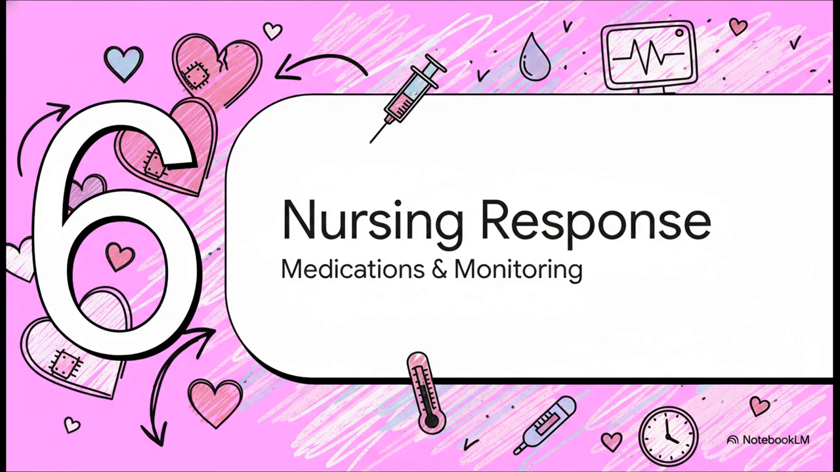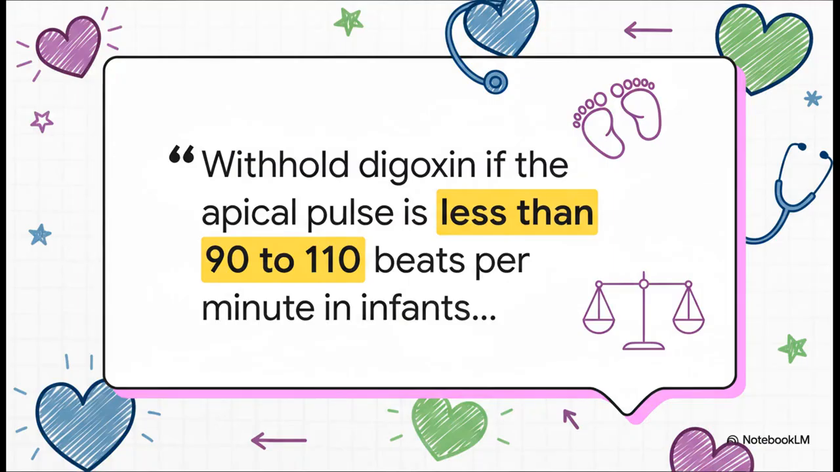Okay, let's bring it all together and wrap this up by connecting all this pathophysiology to what we, as nurses, actually do about it. How do we manage this failing heart? So when we're managing heart failure, a go-to medication is digoxin. It helps the heart pump more effectively. But it is a tricky drug with a very, very narrow margin of safety.